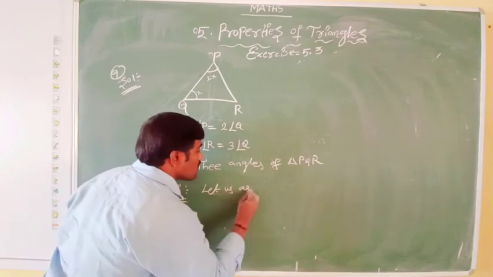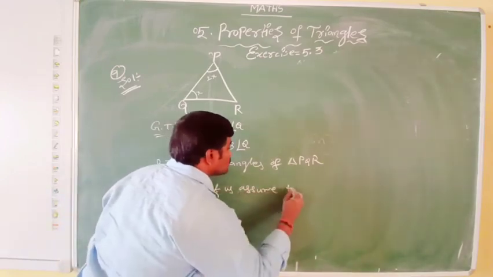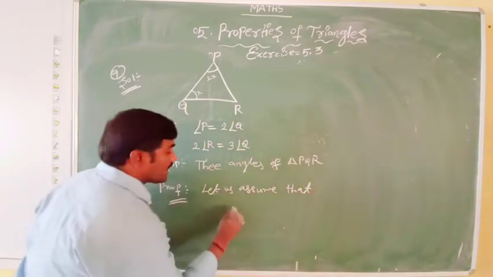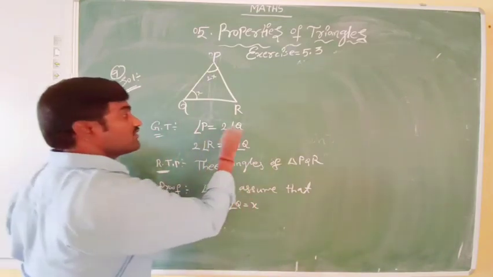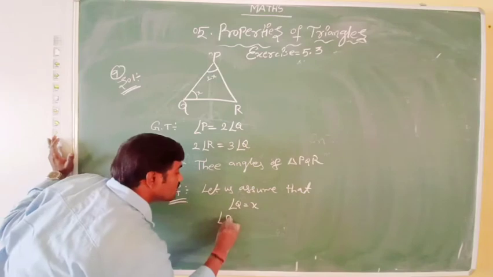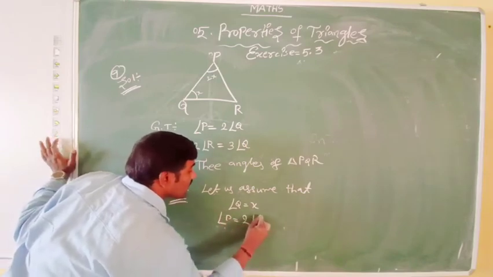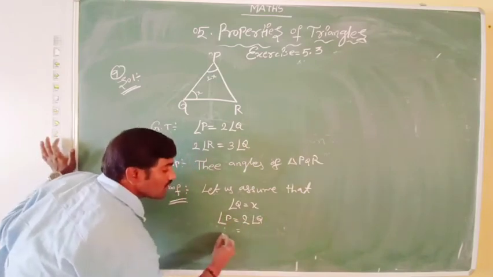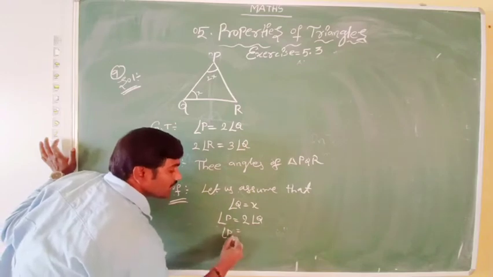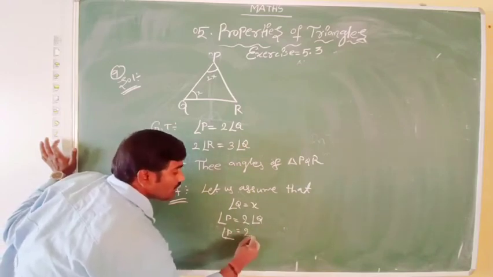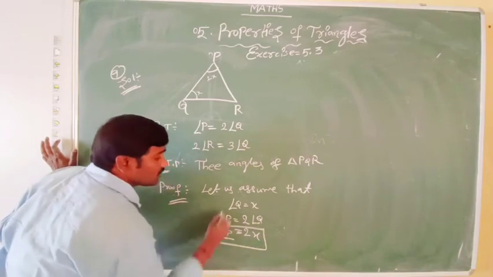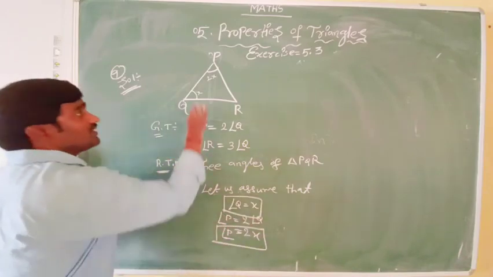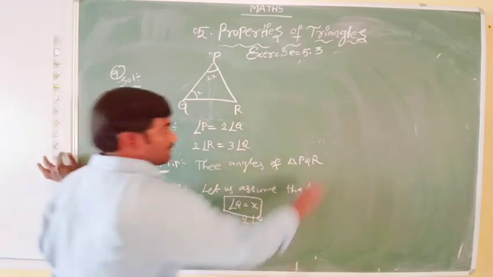Let us assume that angle Q equals x. From the given, angle P is twice the angle Q. So angle P equals 2 into x, so angle P will be 2x. Angle Q is x, angle P is 2x.